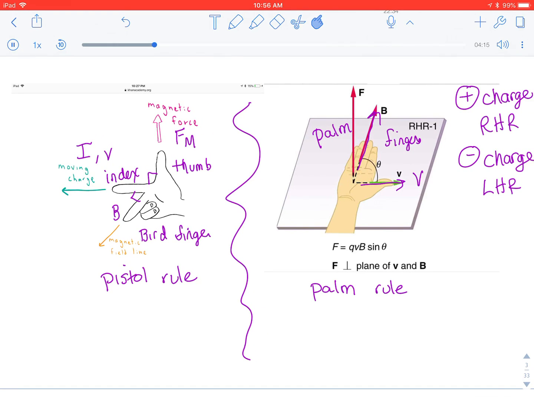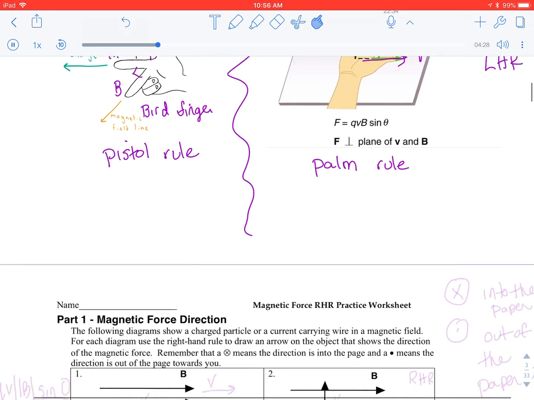So whichever rule you prefer, you can feel free to use it, but we're going to use it to do some problems together in the next part. Okay, so let's work on this together. At this point, it's advisable to pause the video and try the first four and see if you can get the right answers.